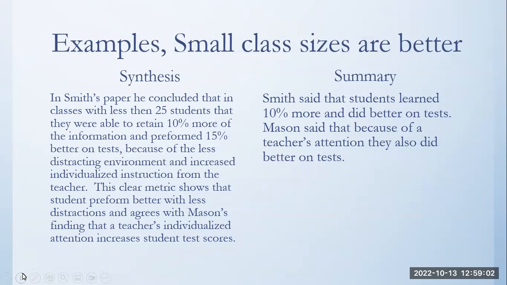Look at the sentences. Why is one a synthesis and one is a summary? Because the summary hits on the main point. Main point, 10% did better. If we look here, Mason's finding that teachers' individualized attention increases test scores. Mason said because of teachers' attention, they also did better on tests. This is a very short way of saying this.